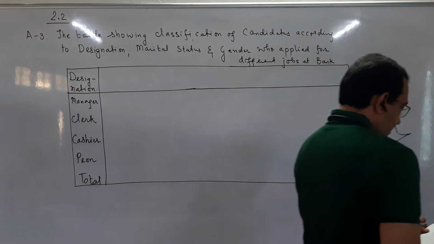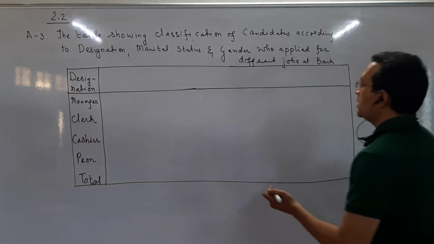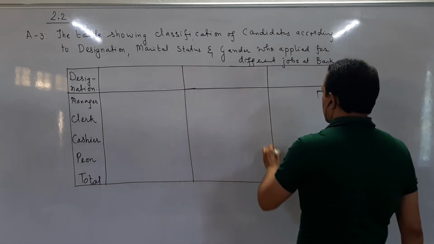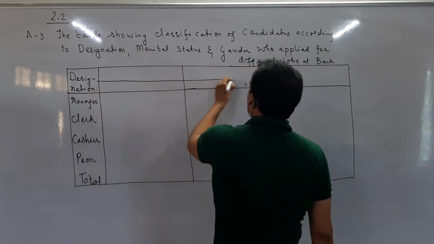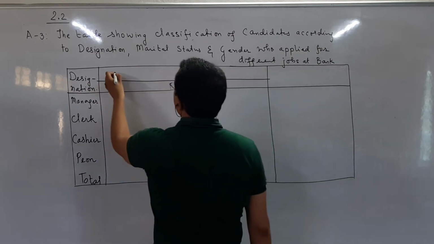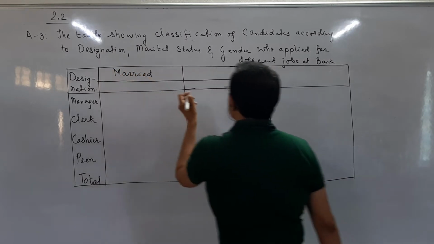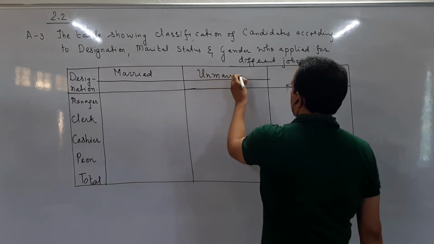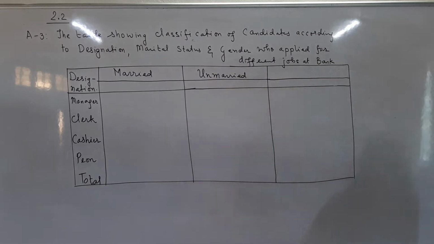Then marital status, married and unmarried. So we divide it into 3 categories. There are 3 parts here. First here I am writing married. Here I am writing unmarried. Students, here in the third part, all of you know, we write total.